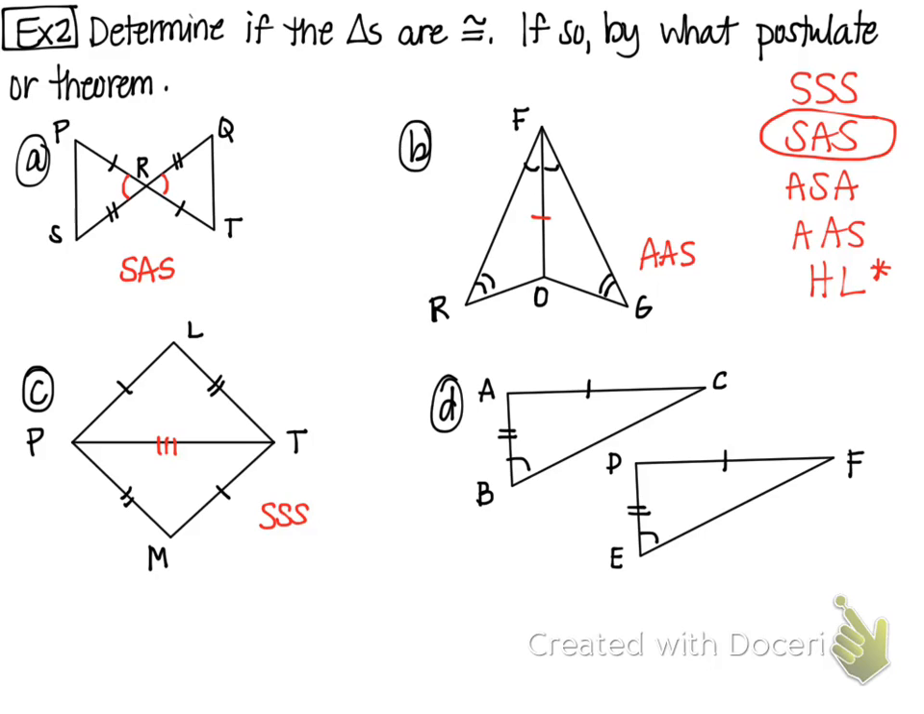That's side, angle, side. But remember, with side, angle, side, we had to be really specific, and that angle had to be between those 2 sides. But if you take a look, this angle is not between these 2 sides. If it was side, angle, side, we'd be talking about this angle being congruent. So these 2 triangles might be congruent, but we cannot say that they're congruent based on what we're given. So we're going to write not congruent.